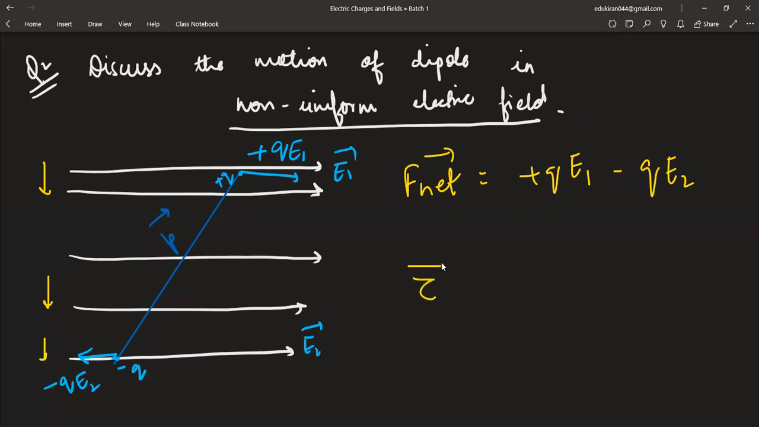And what about the net torque that is existing? You have P cross E1 and you have P cross E2. So you have the net force, and you have the net torque. Here you cannot say that the net force is directly zero. That's just what you have to remember if a non-uniform electric field is given.